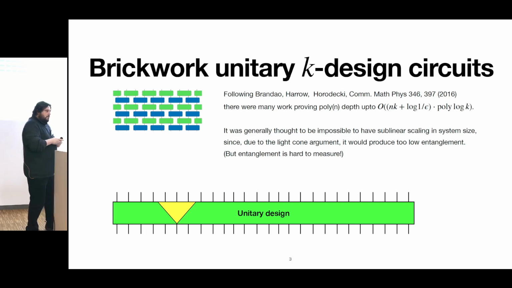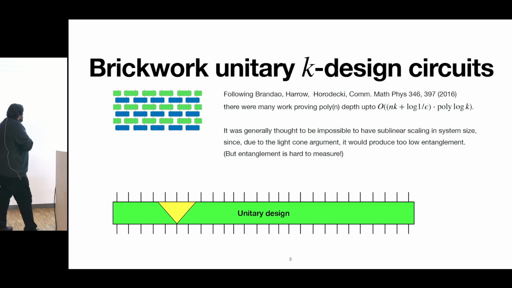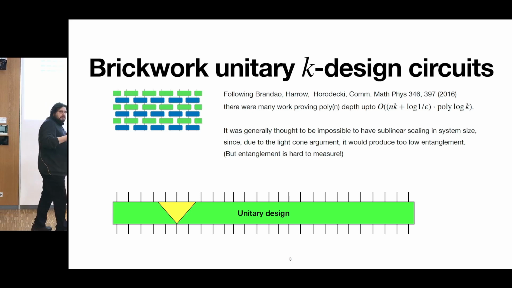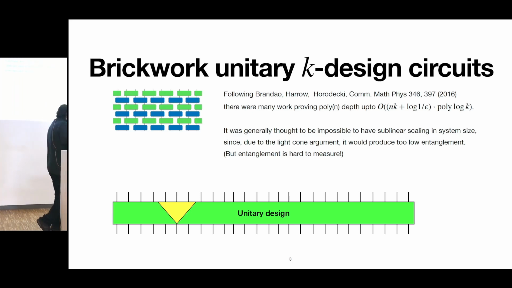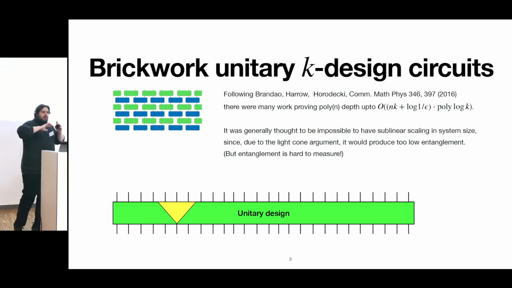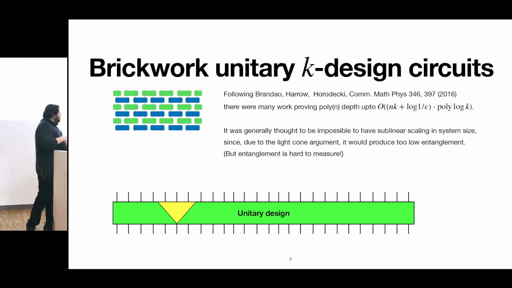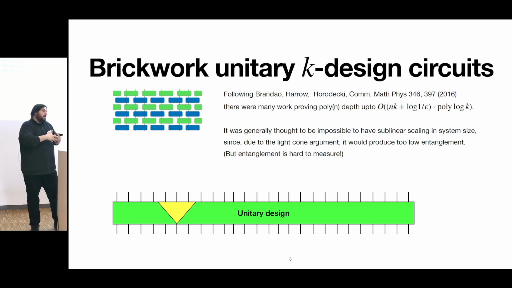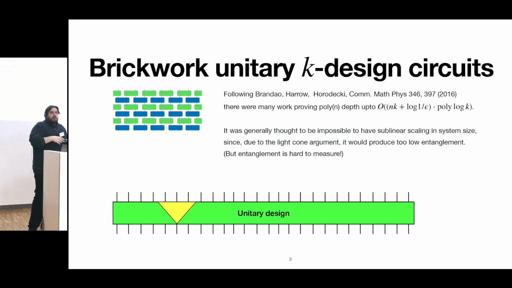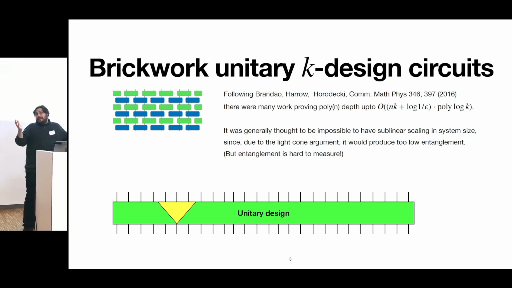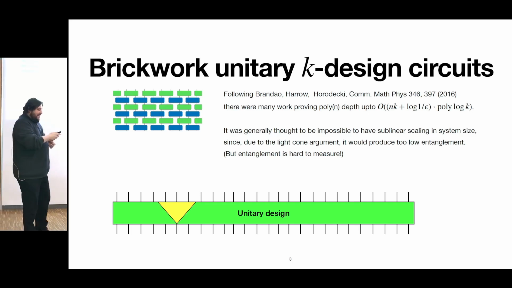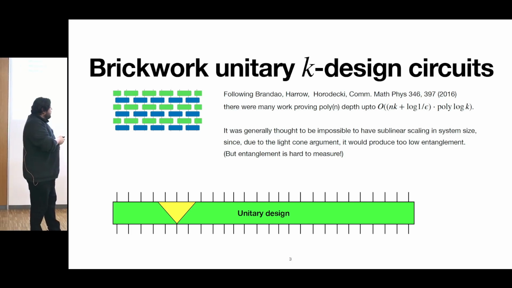It was also thought that it is impossible to have, for example, sublinear scaling in the system size n. The reason was that one could show with a simple light-cone argument that it would produce much less entanglement than a random unitary circuit would produce. But entanglement is, of course, very hard to observe in some sense. So basically, that was not really a valid argument.